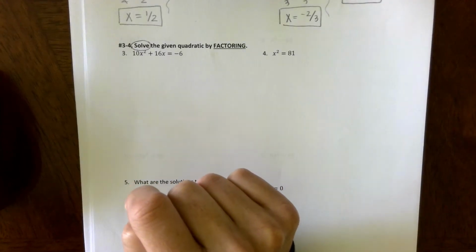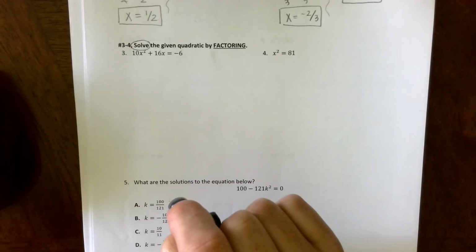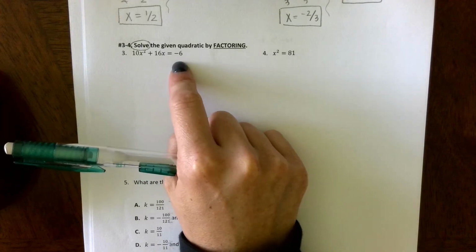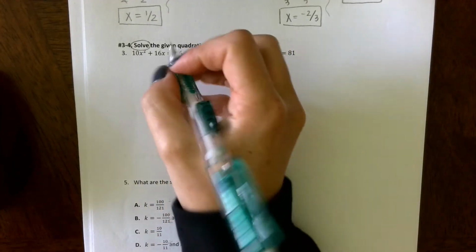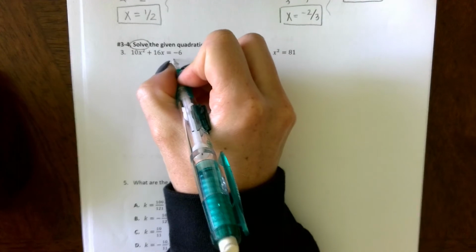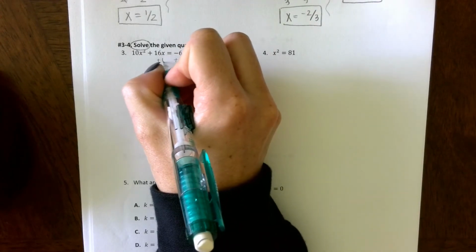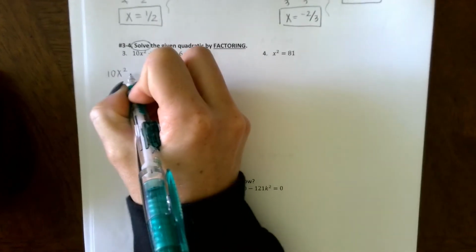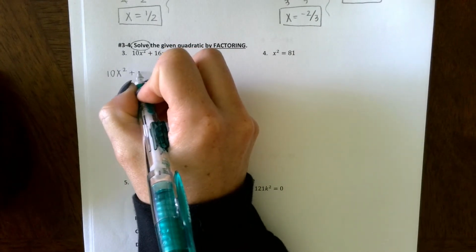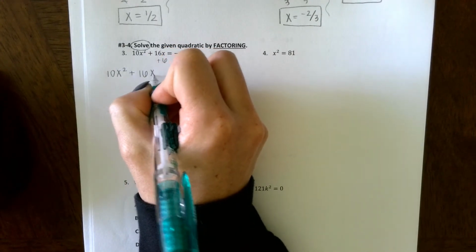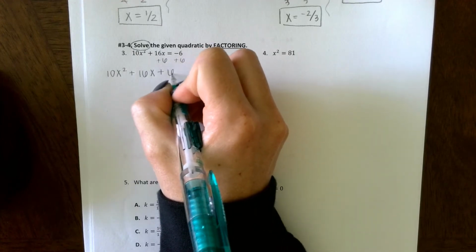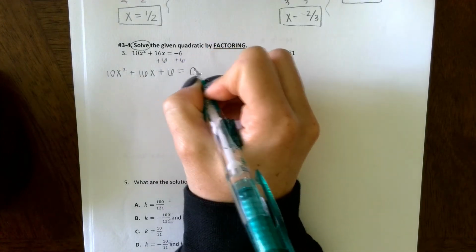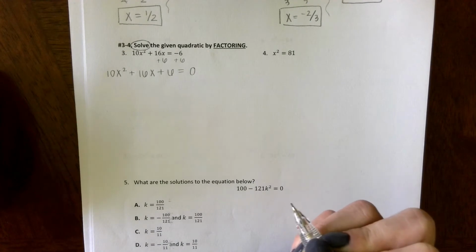Now I know that in order to factor, I need this to be in standard form, and it needs to be equal to 0. It's not equal to 0 right now because of this -6, so I'm going to add that 6 over. I'm writing this in standard form, so I'm putting that 10x squared first, then the 16x. Now I have the plus 6 as my c value, and it's equal to 0.